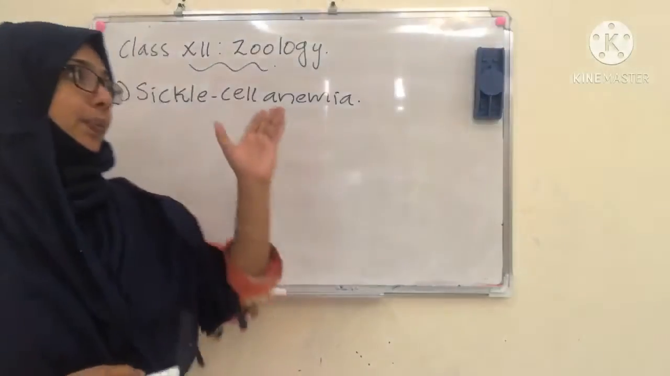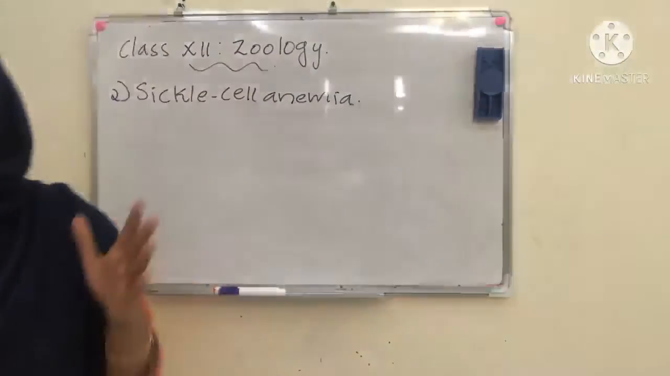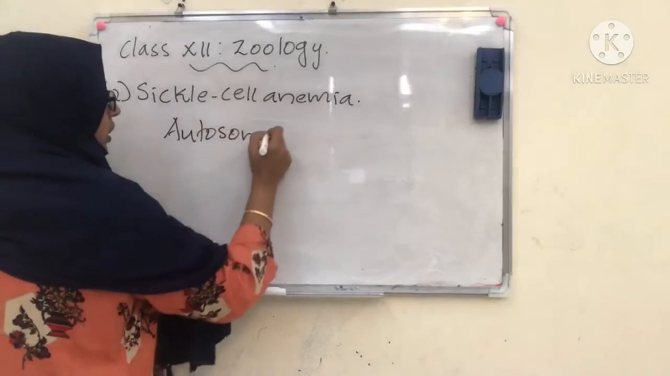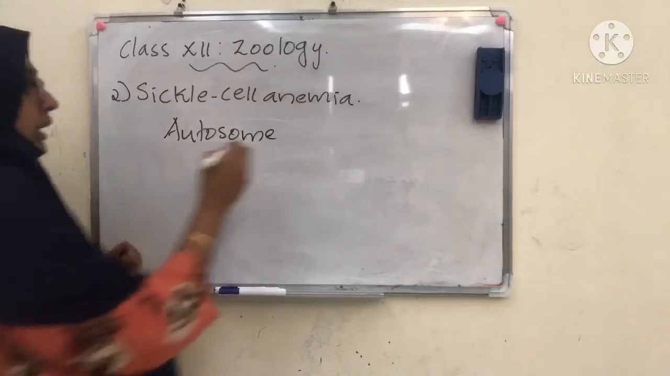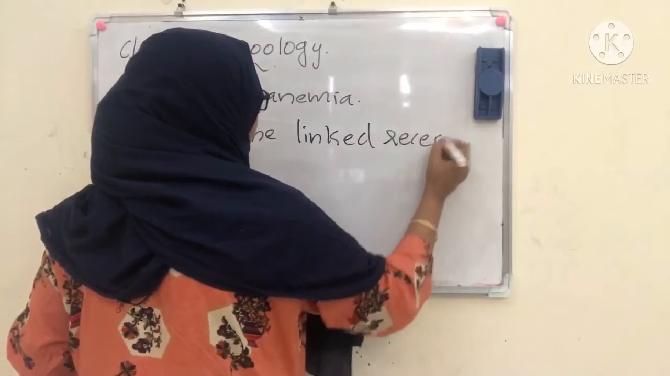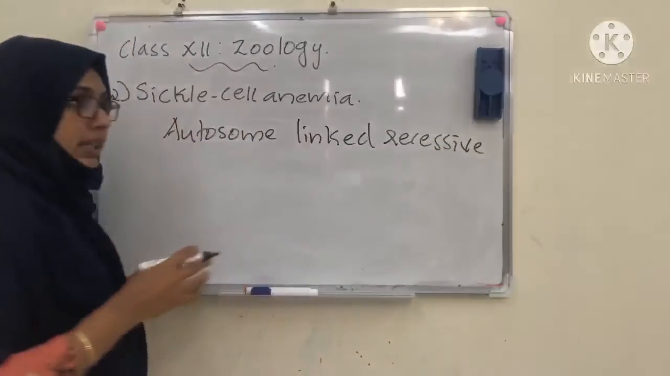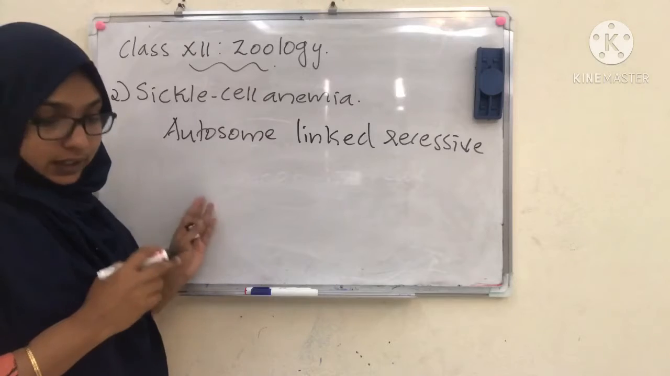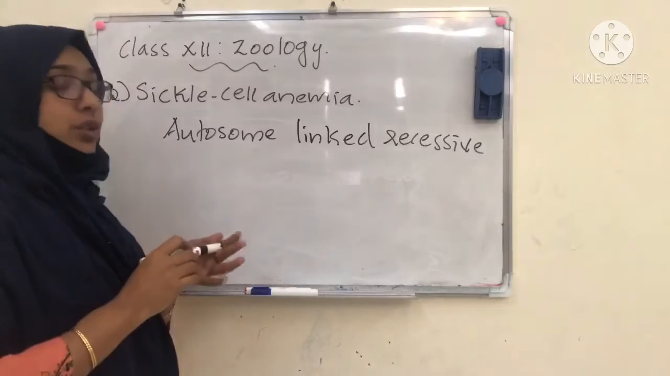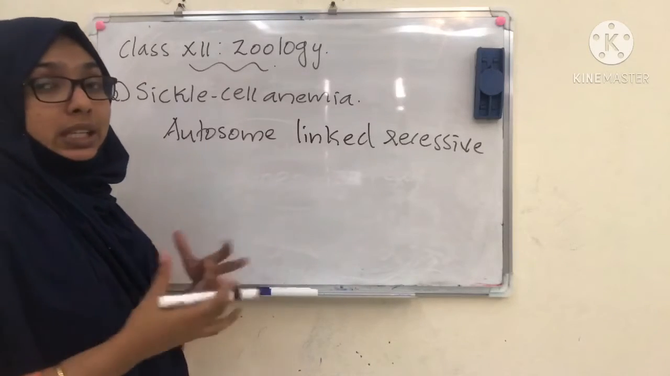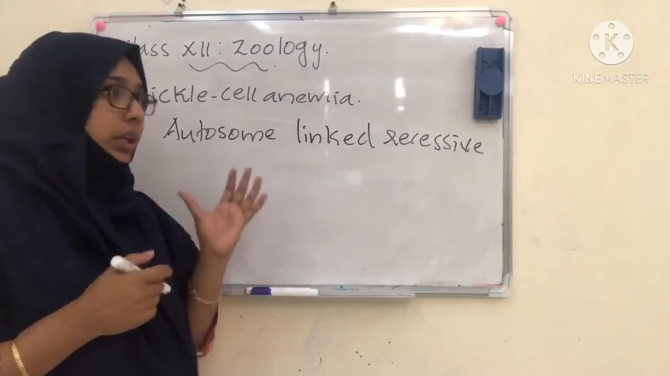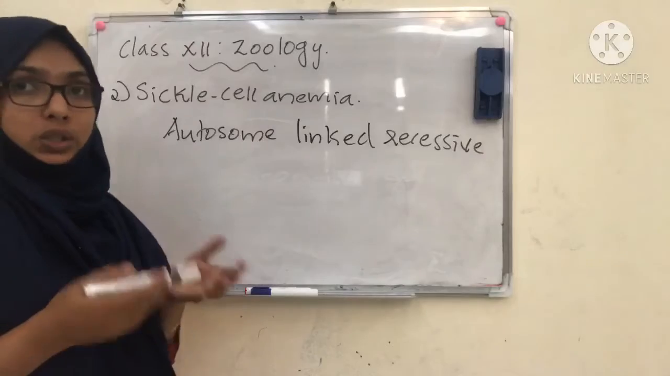It is an autosome linked recessive disorder. The pedigree of this is given in your textbook. I hope you have gone through that. But for going through that pedigree, you have to know which is the affected individual, their genes, and their genotypes. So in this, we will be knowing what the genes are.